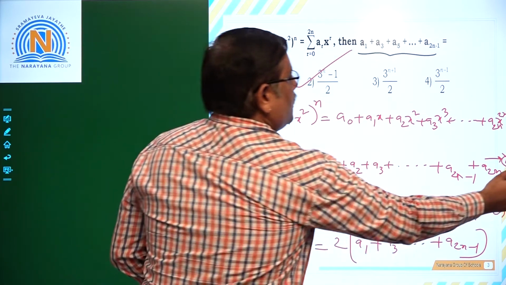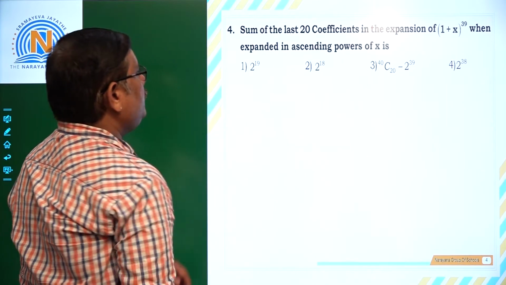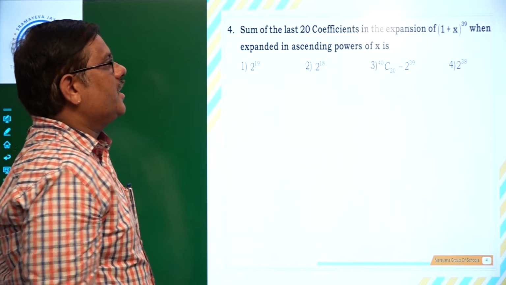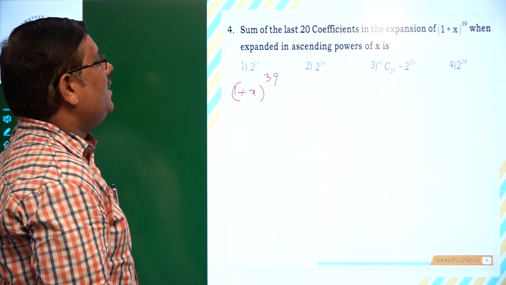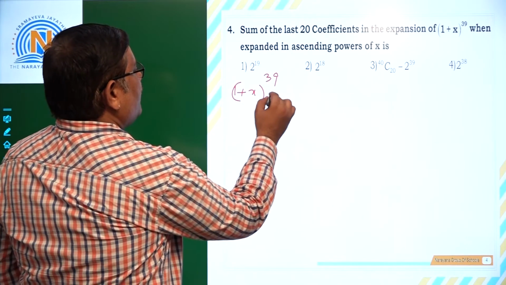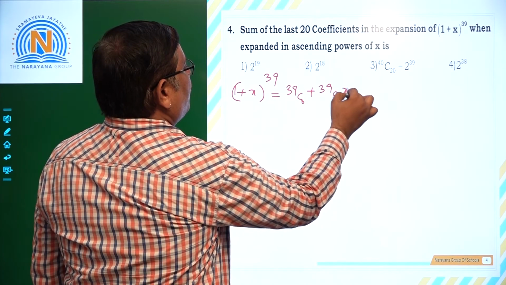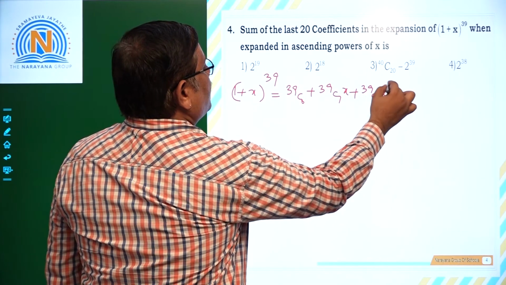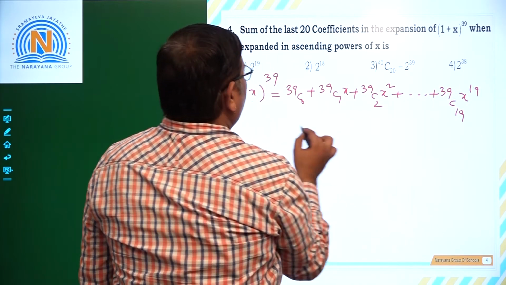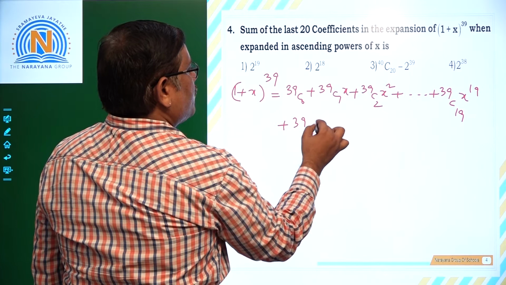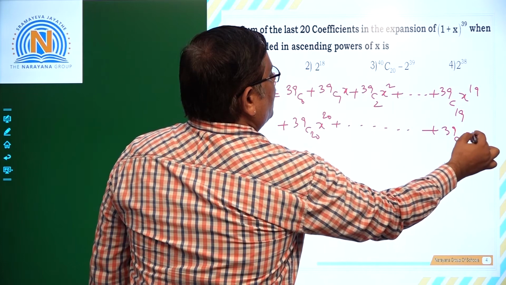Okay. Now let us see the next question. Sum of the last 20 coefficients in the expansion of (1 + x)^39 when expanded in ascending powers of x. We can write this as 39C0 + 39C1 x + 39C2 x² + so on + 39C19 x^19, let me split like this, + 39C20 x^20 + so on + 39C39 x^39.